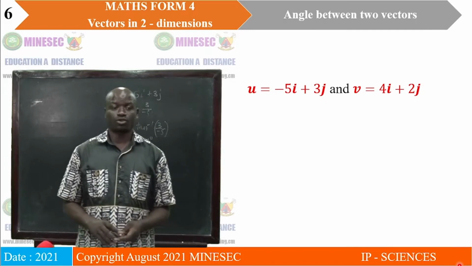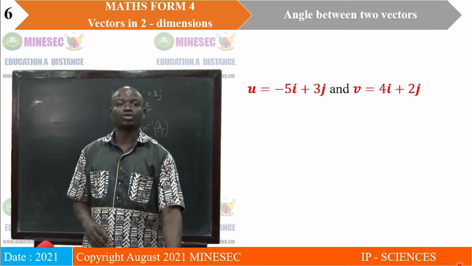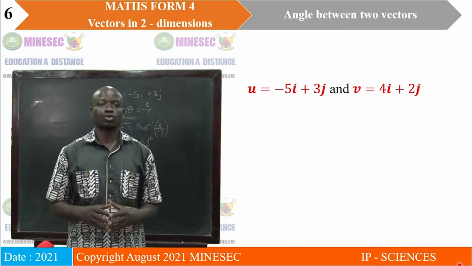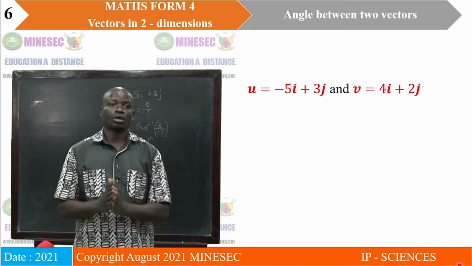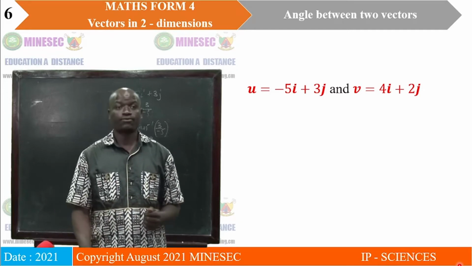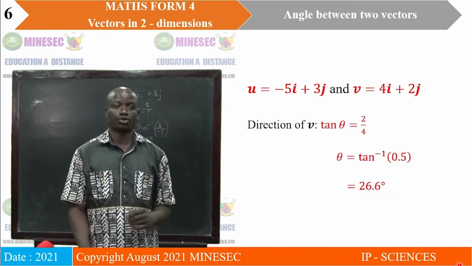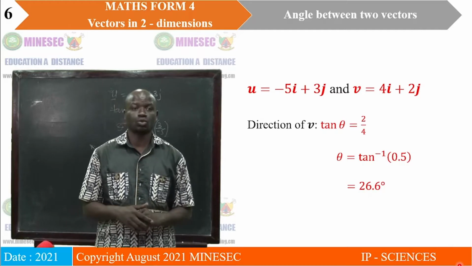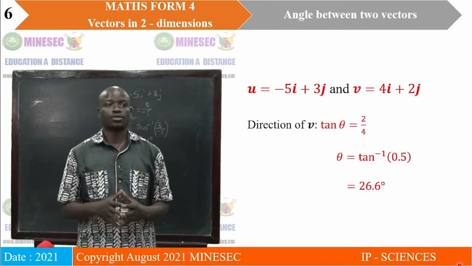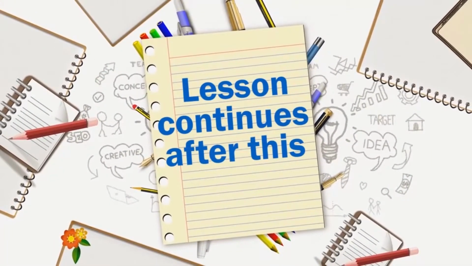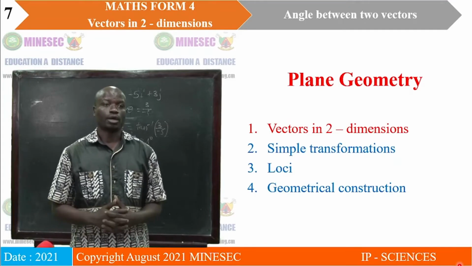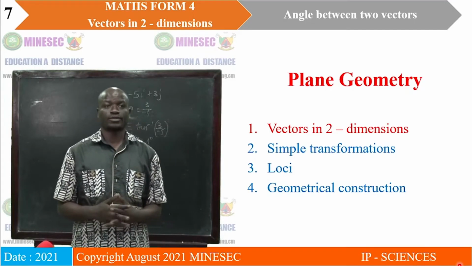The second vector is vector v is equal to 4i plus 2j. So to find its own direction, we just find tan inverse of 2 all over 4, or tan inverse of 0.5, and that gives us 26.6 degrees. Okay, we finished with the correction of the assignment.